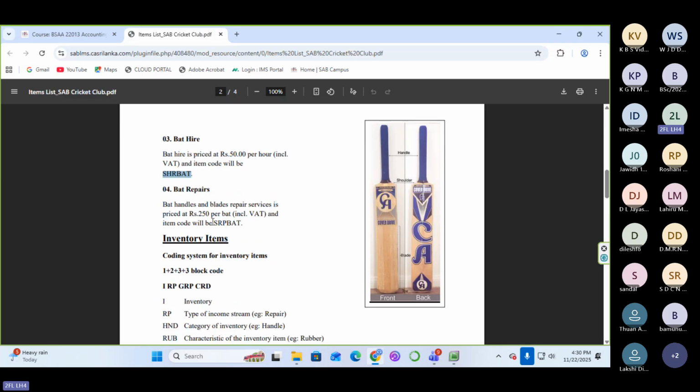Then again, a similar case is there, bat repair. Right? Bat repair, again, that you have to understand. This price is charged for the bat repair service, not for any items included in the repair, not for any material you include in the repairing. This is charged only for the bat repair service, maybe the labor charge. Okay. Therefore, create that item as well. Number 4.